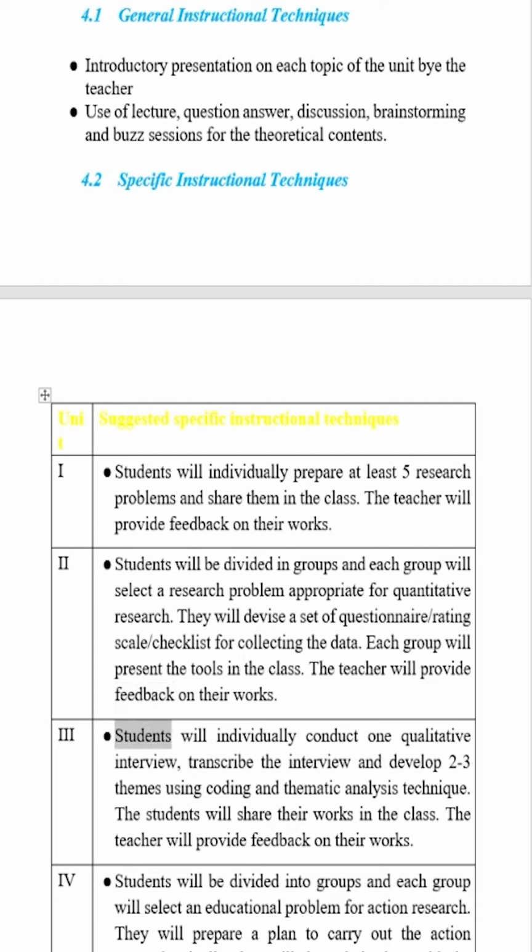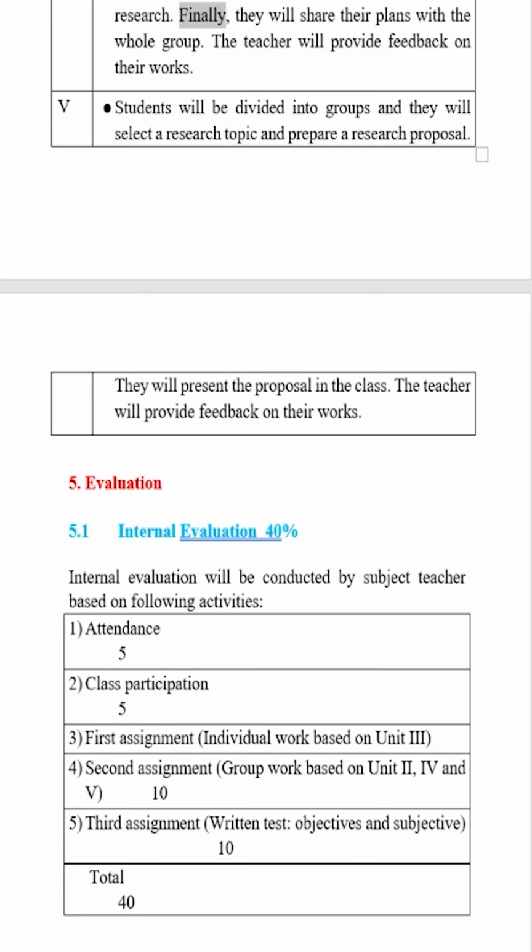3. Students will individually conduct one qualitative interview, transcribe the interview and develop 2 to 3 themes using coding and thematic analysis technique. The students will share their works in the class. The teacher will provide feedback on their works. 4. Students will be divided into groups and each group will select an educational problem for action research. They will prepare a plan to carry out the action research. Finally, they will share their plans with the whole group. The teacher will provide feedback on their works.